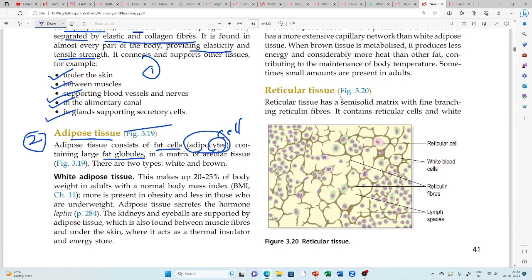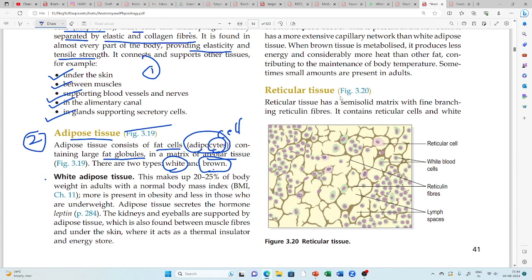The adipocyte: what we can see are large fat globules in the matrix of areolar tissue. There are two types. Adipose tissue itself is a fat cell. It consists of fat cells only, and it contains large fat globules. Mainly, adipose tissue is divided into two types: white adipose tissue and brown adipose tissue.